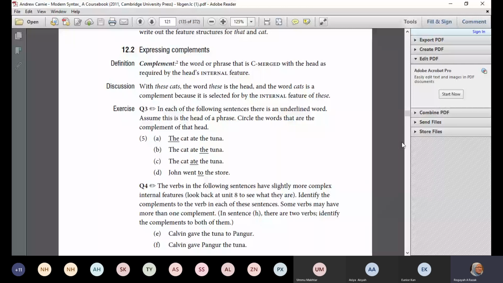So in ate the tuna, the head is the verb ate. Ate will have a specification for a certain kind of noun, a certain kind of determiner phrase. So then we will have another, how do you say, a C-merge. After we've decided that they are compatible, we will draw another projection for VP, which has the verb ate.